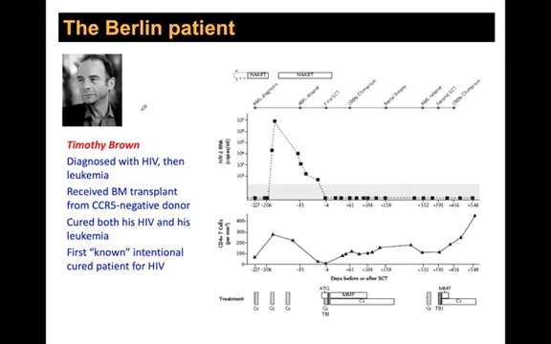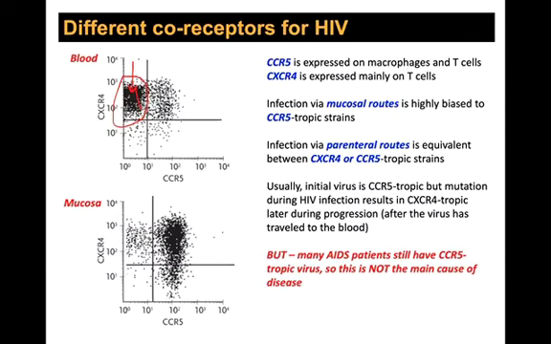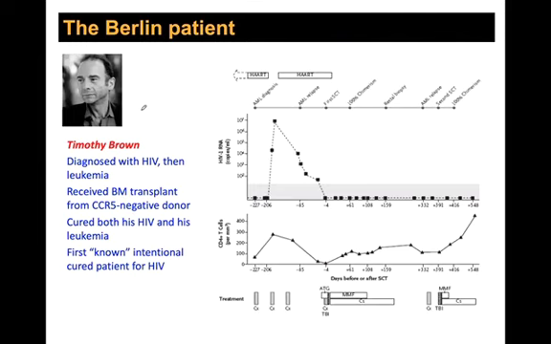Well, I want to take sort of a side note here, or sidebar, to talk about the Berlin patient. Now, he was the first. There's been a couple after him, and you can consider him either the luckiest guy or the unluckiest guy in the world. Okay, so he was diagnosed with HIV, and then he got a second diagnosis of leukemia. He actually had AML, or acute myelogenous leukemia.